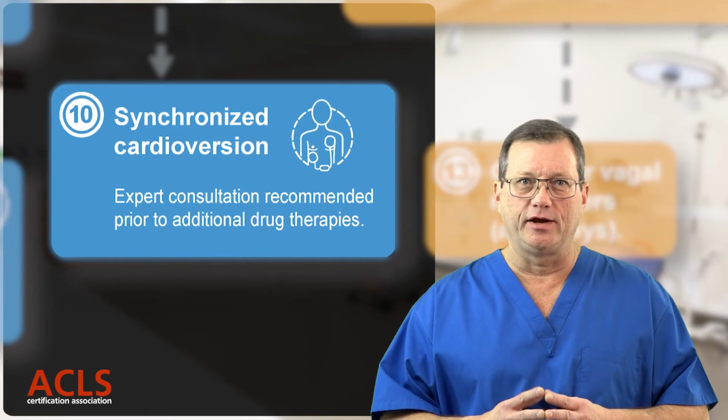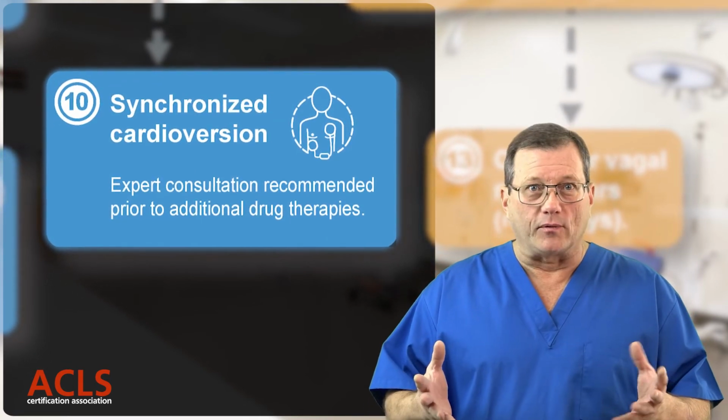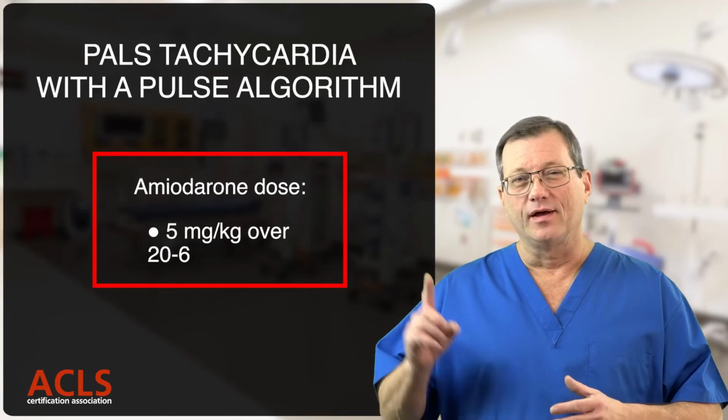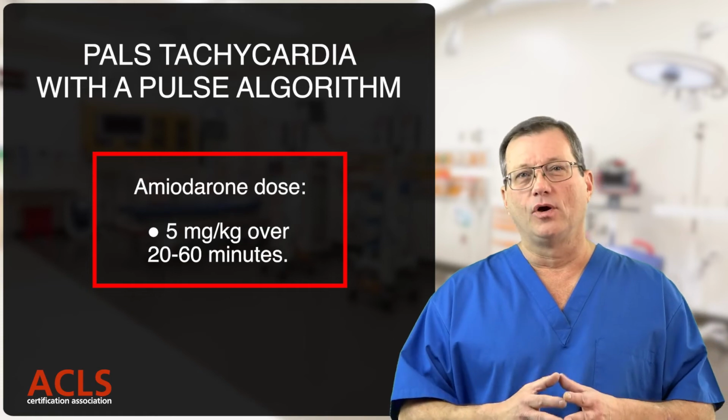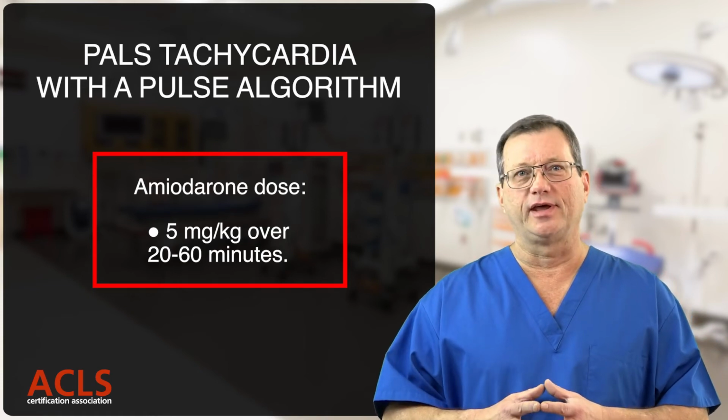Get a 12-lead EKG. And we can treat this arrhythmia with amiodarone, the same antiarrhythmic we would use for an adult. The dosing, 5 milligrams per kilogram over 20 to 60 minutes. Hopefully, while we're transferring this kid out.